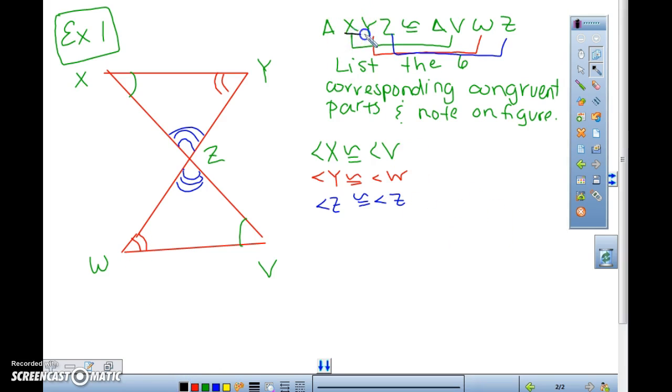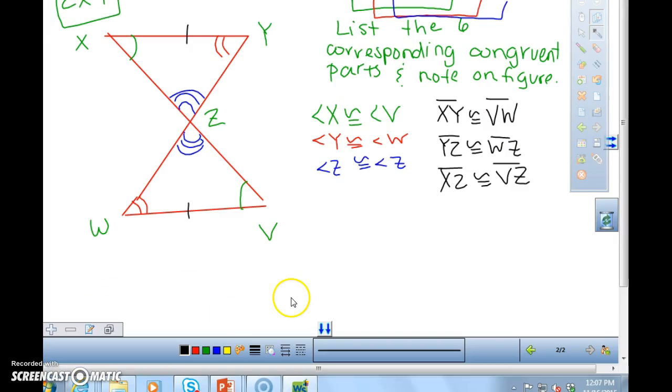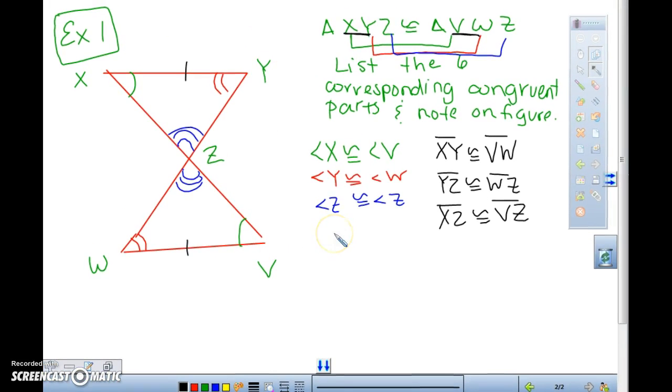So let's look at the first two letters. X, Y, what would it have to correspond to? VW, these first two. We need to mark it. All right, can you please list the other two corresponding congruent parts? Now, I need to mark this on my picture, don't I? So we have X, Y, Y, Z, so this one, and W, Z.